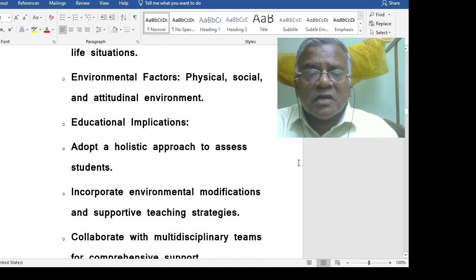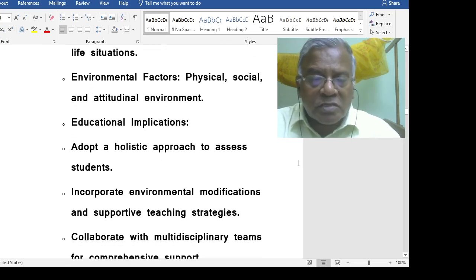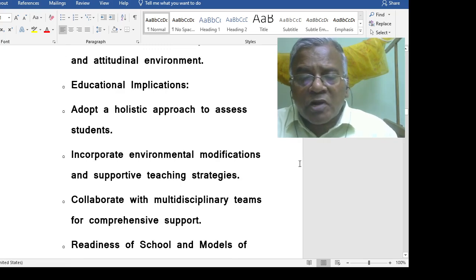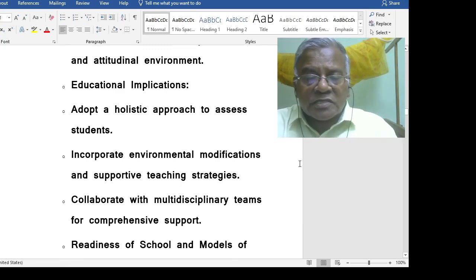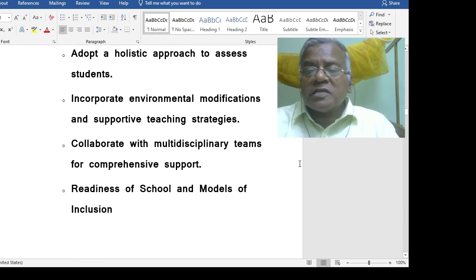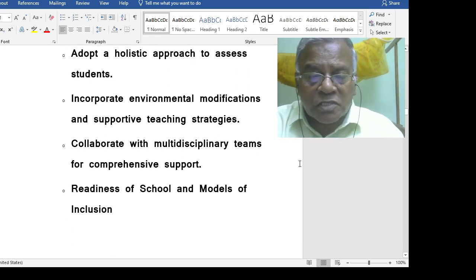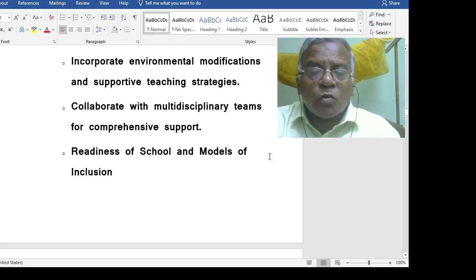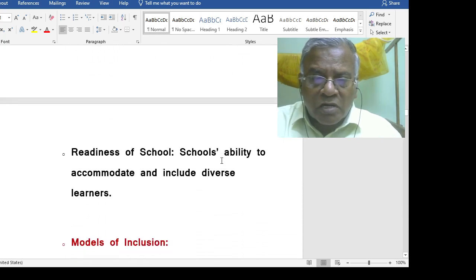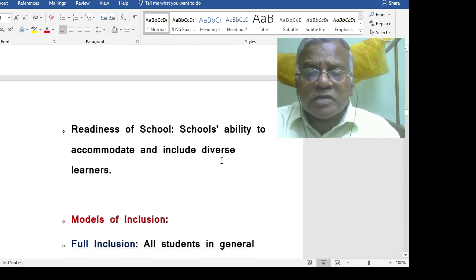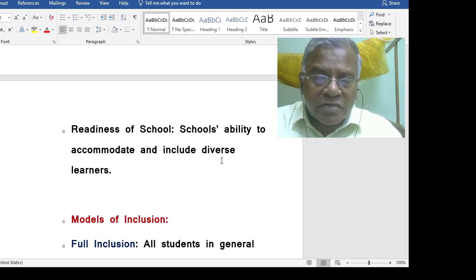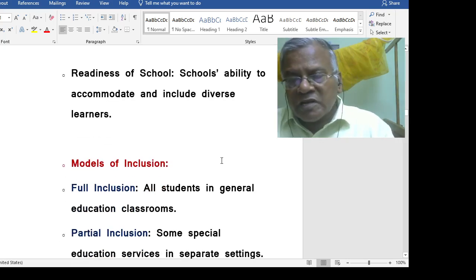Educational implications: adopt a holistic approach to assess students. Incorporate environmental modifications and supported teaching strategies. Collaborate with multidisciplinary teams for comprehensive support. Readiness of school and models of inclusion. Let us discuss readiness of school and models of inclusion. Readiness of school means school's ability to accommodate and include diverse learners. I mean, they must have all the infrastructural facilities.